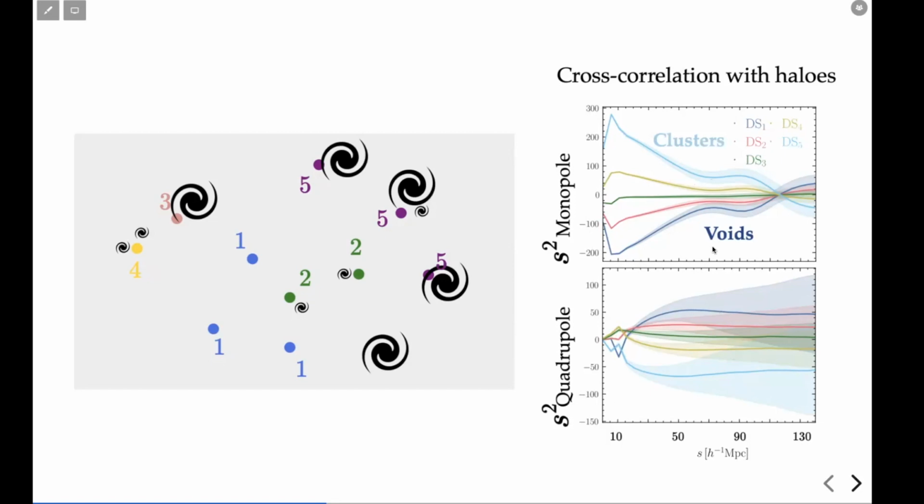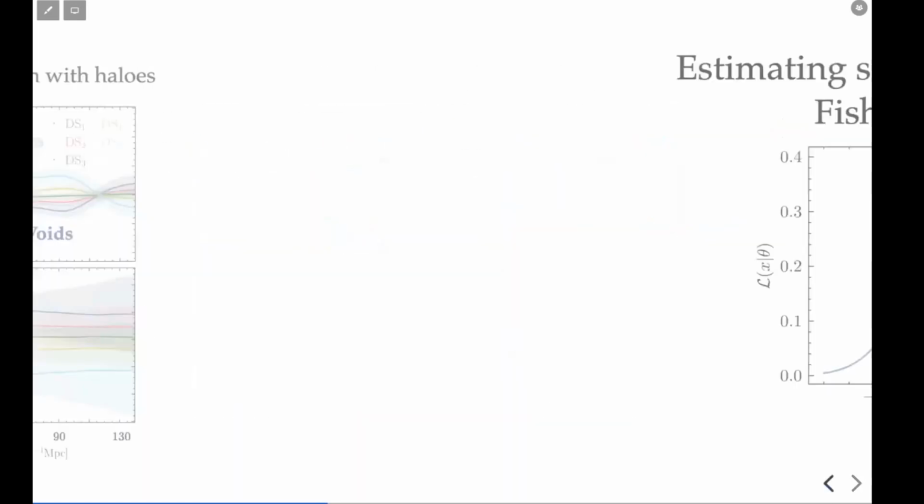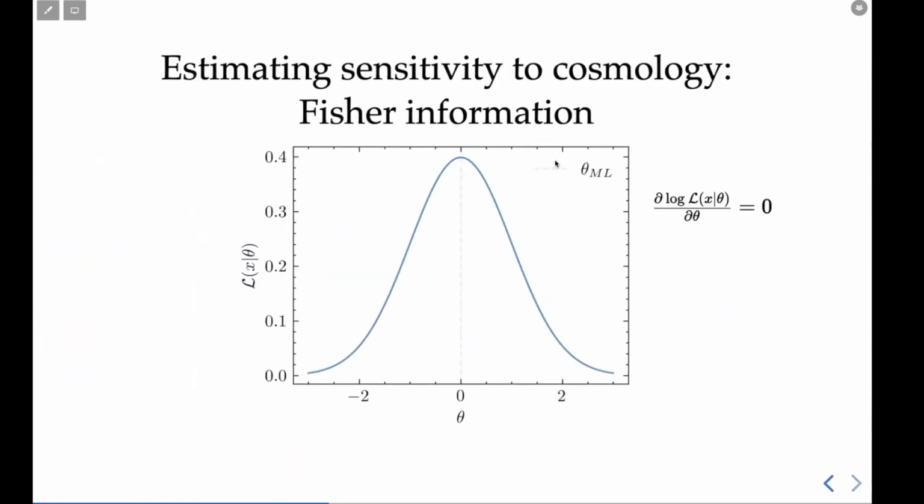Another question we have is, how much cosmological information do these different observables contain compared to the two-point correlation function? Is it actually more constraining, or is it actually not that useful? We're going to be looking at that using N-body simulations and the concept of Fisher information.